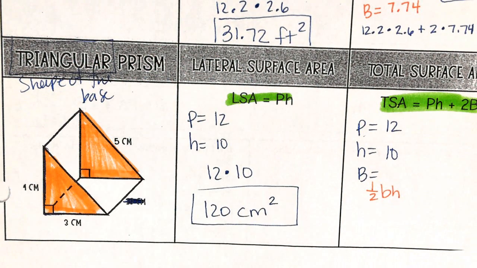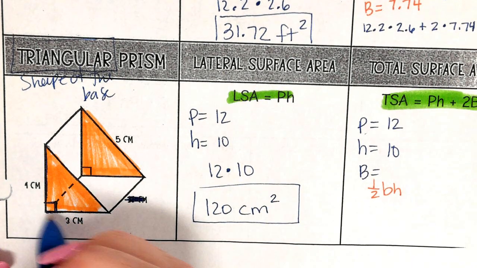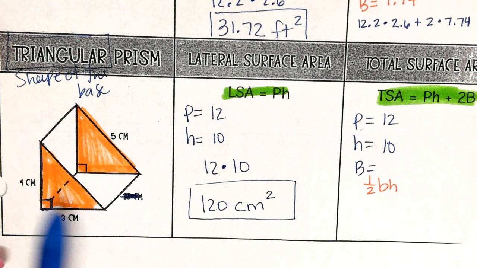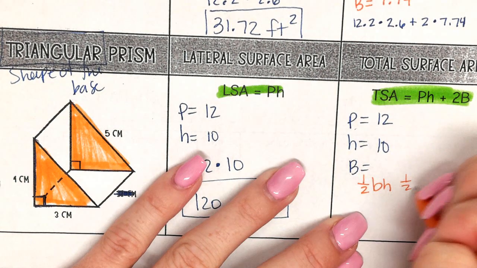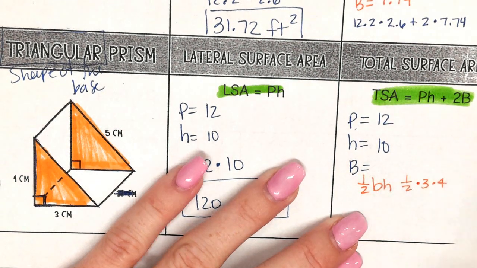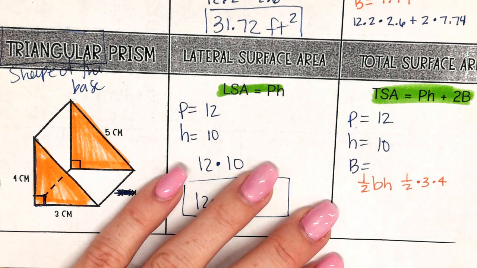Do y'all understand? Okay, so I'm going to do 1/2 base times height of the triangle. How do you know where a base and a height of a triangle is? You find the right angle. So everybody find the right angle? That's your base and your height, the two numbers that are forming that. So 3 and 4. So 1/2 times 3 times 4. What's 3 times 4? 12. What's half of 12? 6.